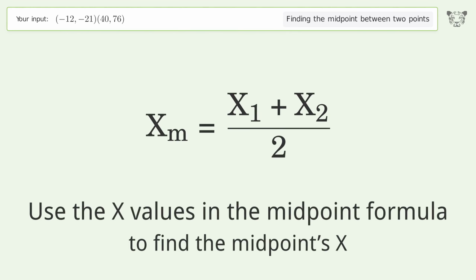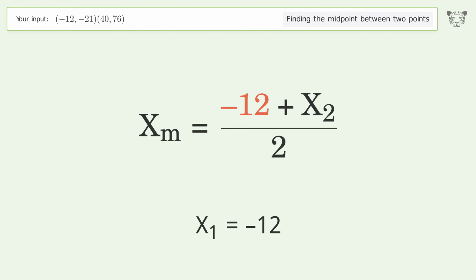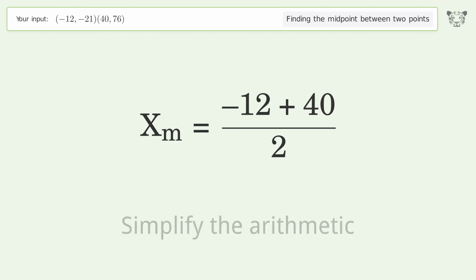Use the x values in the midpoint formula to find the midpoint's x. x1 equals -12. x2 equals 40. Simplify the arithmetic.